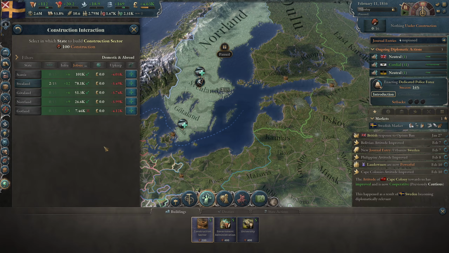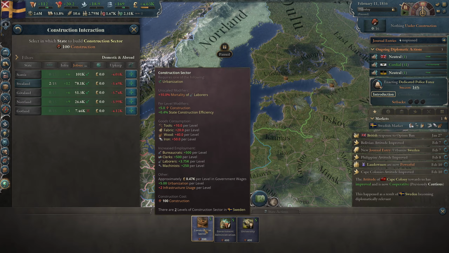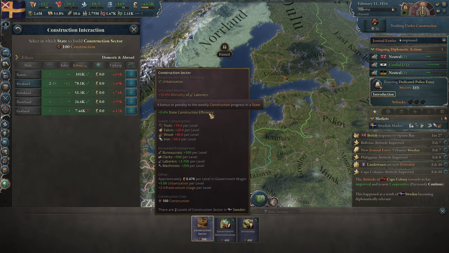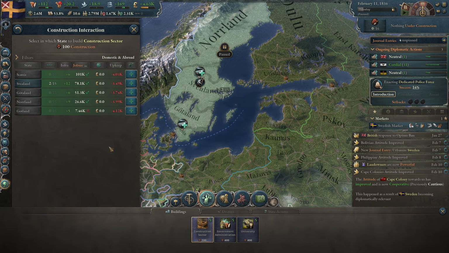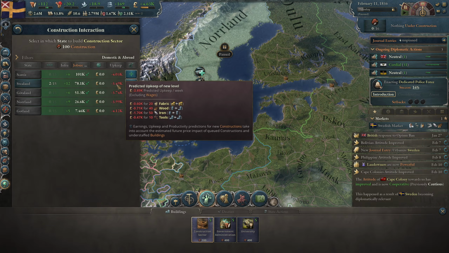What I like to do is spread these things a little bit out, because a construction sector per state gives state construction efficiency, so you build a little bit quicker in the state where you have built this. And also the goods that you need are a huge amount. I think because the upkeep in Svealand is so low, because we have iron mines there.